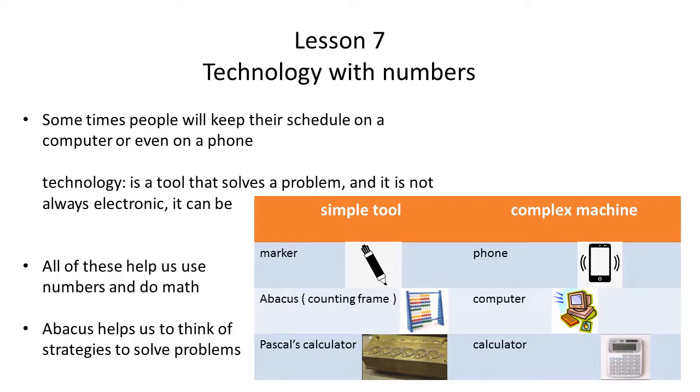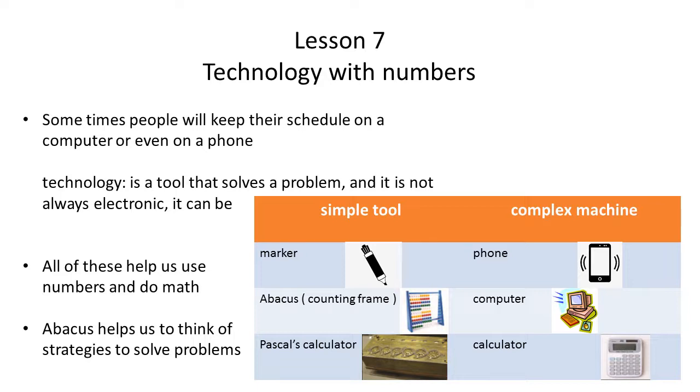In lesson 7, we talked about technology with numbers. Sometimes people will keep their schedule on a computer or even mobile. If you have a schedule, you will put it on your mobile or computer. Technology is a tool that solves a problem, and it is not always electronic. It can be a simple tool or a complex machine.